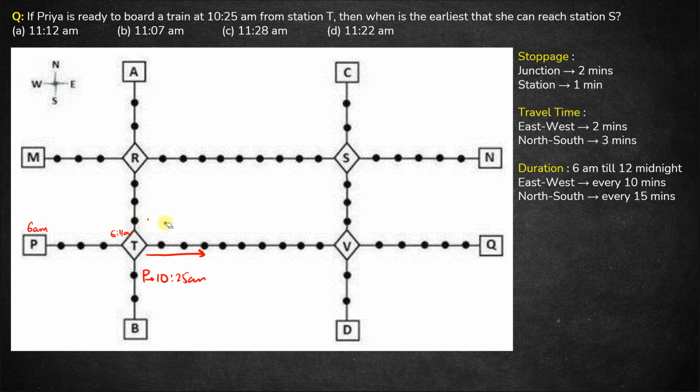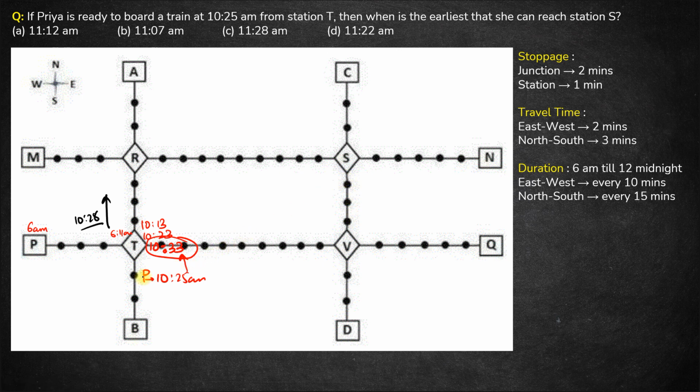If you keep calculating, there will be a train leaving at 10:13. Now Priya cannot board this train. So the train leaving after another 10 minutes is at 10:23. Priya again cannot board this train. And the next train leaving will be at 10:33. So the latest train that Priya can board is at 10:33. In the other case the latest train Priya could board was at 10:28, but here it is at 10:33. So in the second case, when we are going from T to V to S, Priya is already starting late.